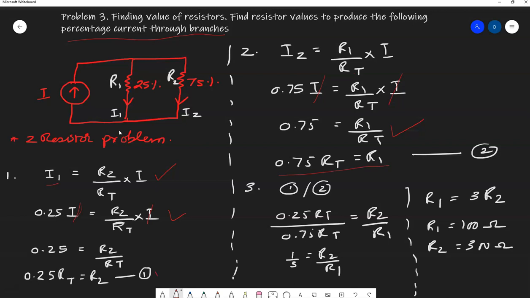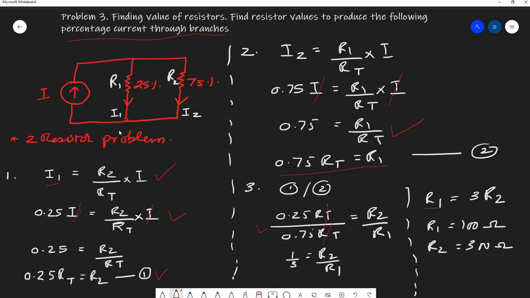Now we got two equations, this and that. Divide 1 by 2 or 2 by 1, doesn't matter. When you divide 1 by 2, you'll end up having 0.25 RT by 0.75 RT is equal to R2 by R1. Now RT will cancel away, and if you replace this with integers, you'll end up having 1 by 3 is equal to R2 by R1, or R1 will be 3 times R2.